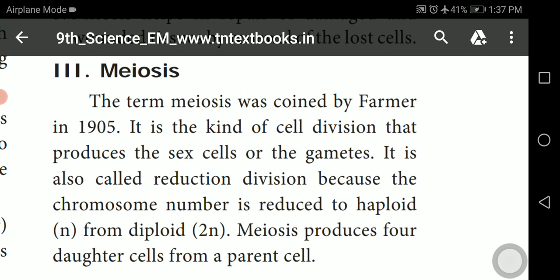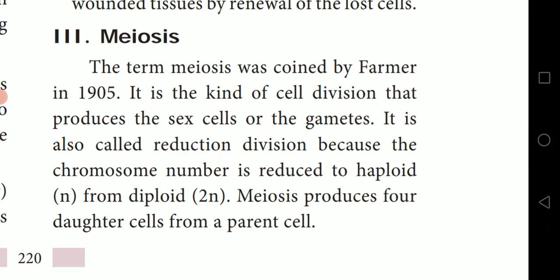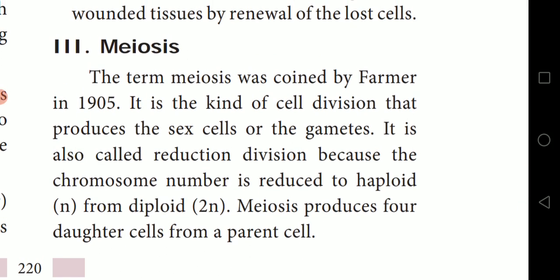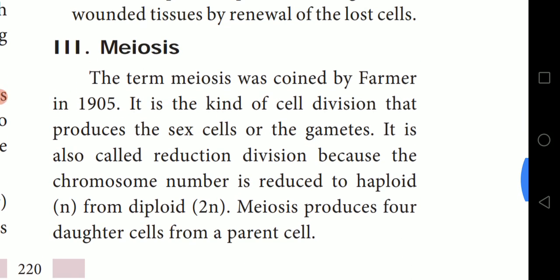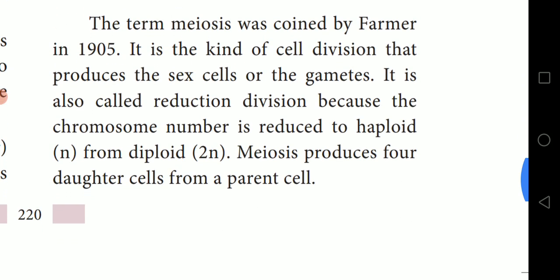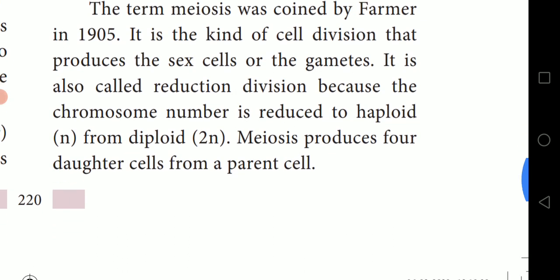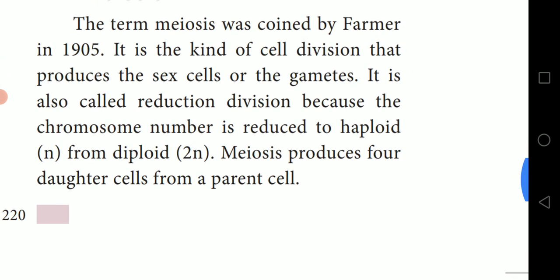They form sex cells or gametes. It is also called a reduction division. Mitosis is an increasing division, whereas meiosis is a reduction division. Now the number becomes half. That is why it is called reduction division, because the chromosome number is reduced to haploid.